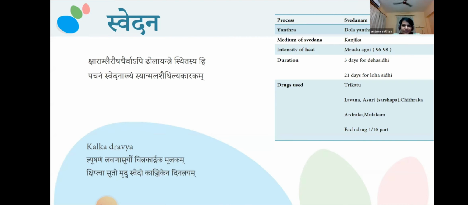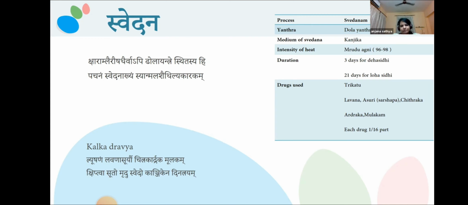And for the Kalkadrivya, that is another question. What is the Kalkadrivya used? So the Kalkadrivya used is Trayushnam Lavana Asuryu, Chitraga Ardraga Mulagam, Chipta Sudo Murdusvedo, Kanji Gena Dinatrayam. So the Kalkadrivya will be Trikadu, that is Shunti, Marjipipali, Lavana Asuri, that is Sarshaba, and Chitraga, Ardraga, Mulaga. Each drug has to be taken in 1/16th quantity of mercury. If you are taking mercury 1 gram, you have to take 1/16 gram of each drug. So for the Kalka, you have to use these drugs, and for the liquid media, you have to take the Kanjika.